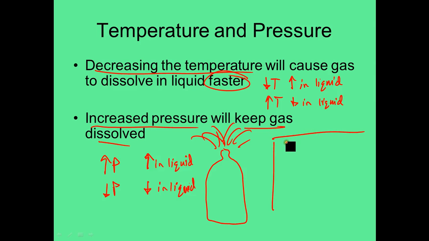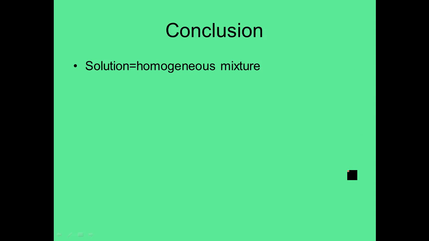Now, one thing you need to know is solid and liquid solutions are not affected by pressure. At least not very much. They're not really affected by pressure, but gas and liquid solutions are. All right, so conclusion. A solution is a homogeneous mixture. Homogeneous meant the same throughout.